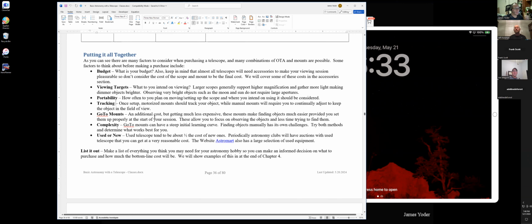Equatorial is possible to use for deep sky imaging. So if you're thinking about that, you're probably going to be restricted to equatorial, but they certainly aren't easier to set up or easier to use. The go-to mounts that are alt-az are definitely easier, but you can't use them for deep sky imaging so easily. And complexity. The go-to mounts have that steep learning curve, but once you get over the steep learning curve, it's all gravy after that.